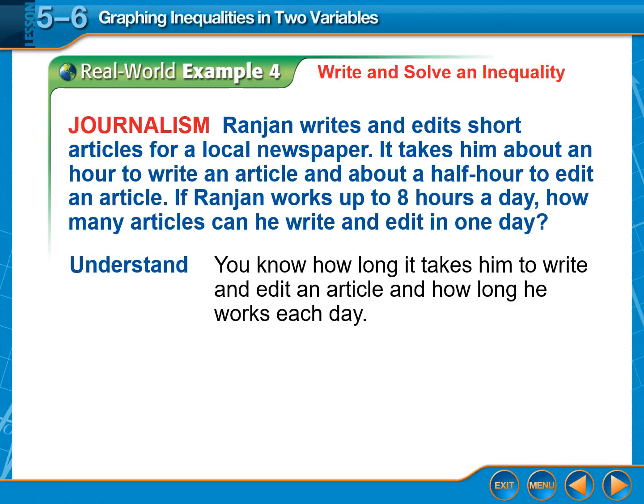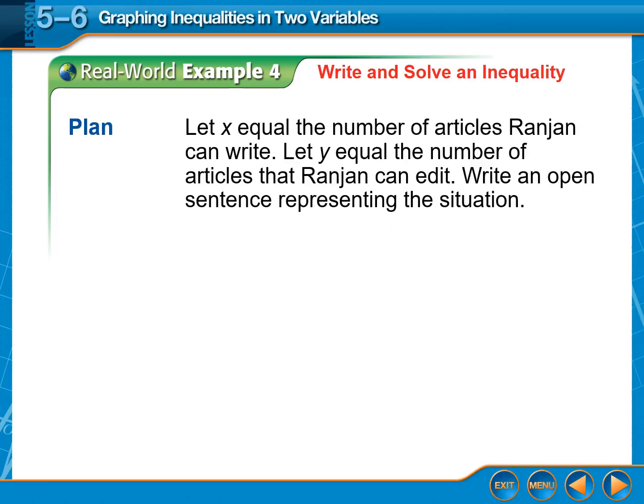So if I look at my problem, I have two variables, two things that I'm trying to measure. We're looking at how long it takes him to write an article and how long it takes him to edit an article. So we have two different things that we're measuring, the articles that he writes and the articles that he edits. Because we have two different things, we need two different variables. They can't be using the same thing. So what we want to do is let x be equal to the number of articles that Ron John can write and y be the number of articles that Ron John can edit.